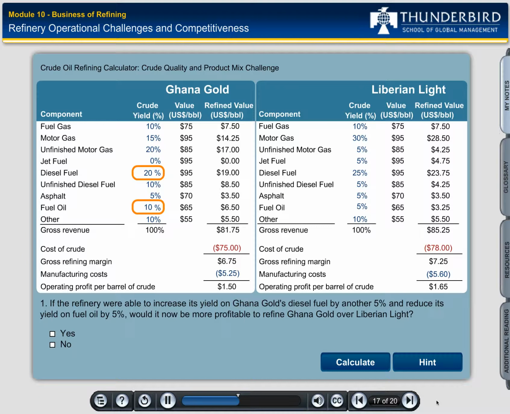If the refinery increases its yield on Ghana Gold's diesel fuel by another 5% and reduces its yield on fuel oil by 5%, is it now more profitable to refine Ghana Gold over Liberian Light?